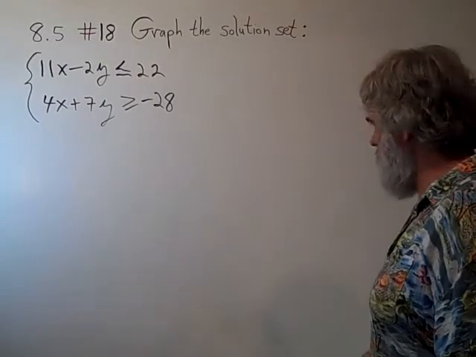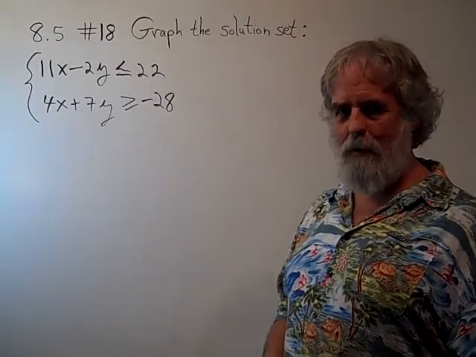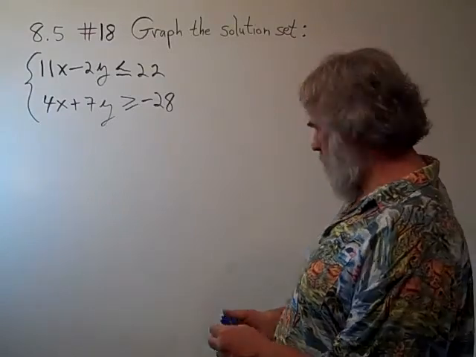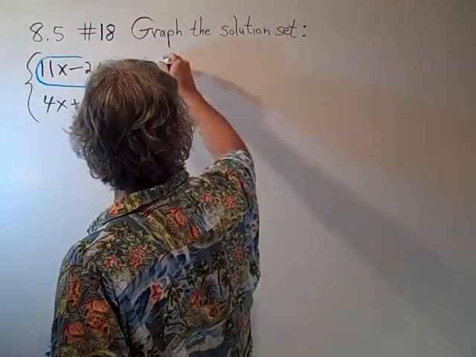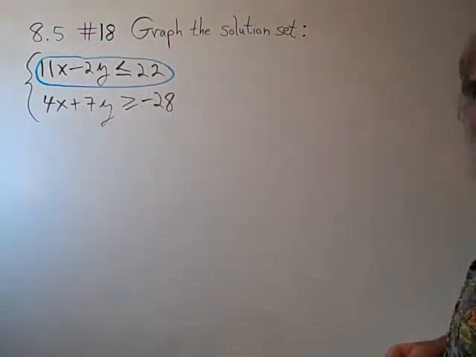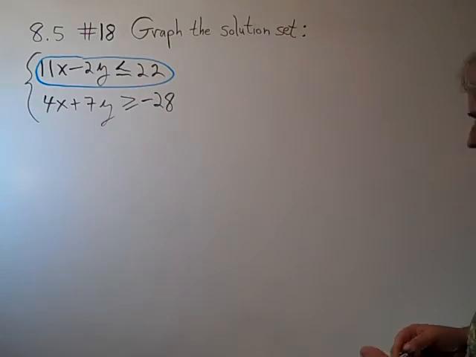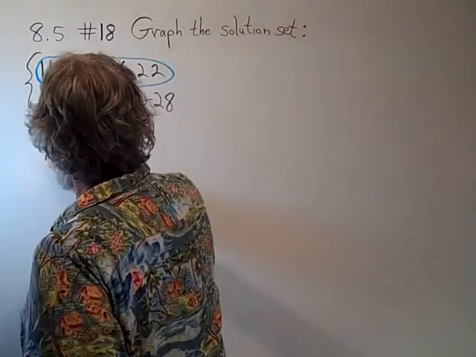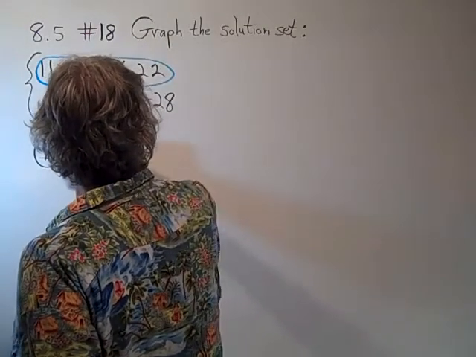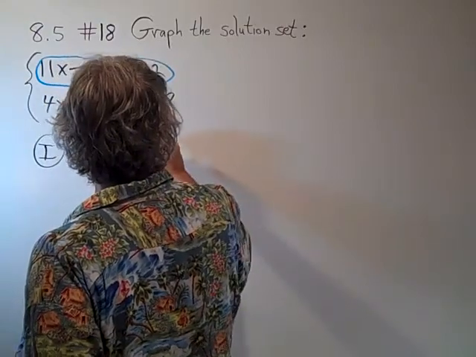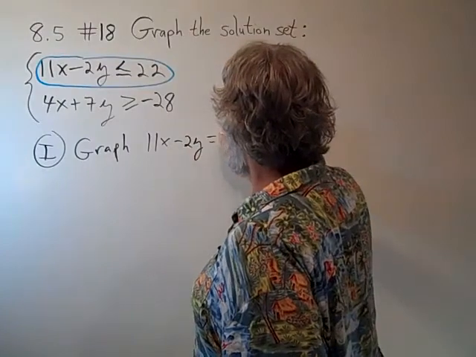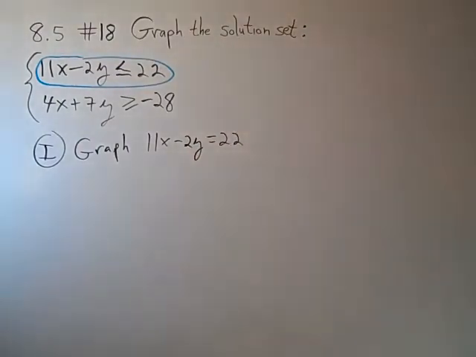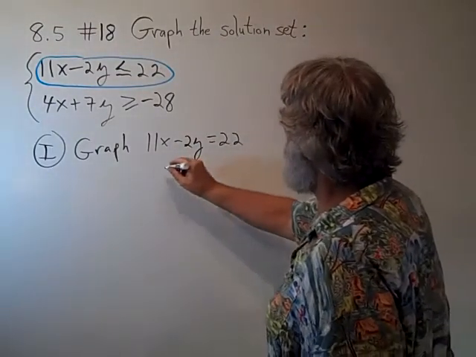In order to graph the solution set to this system of linear inequalities, we have to first graph each of the linear inequalities, and then we're looking for the regions where those two solution sets overlap. So first we graph the first inequality, and we begin by graphing the line that bounds the region, 11x minus 2y equals 22. To graph that line, we need 2 points on the line.